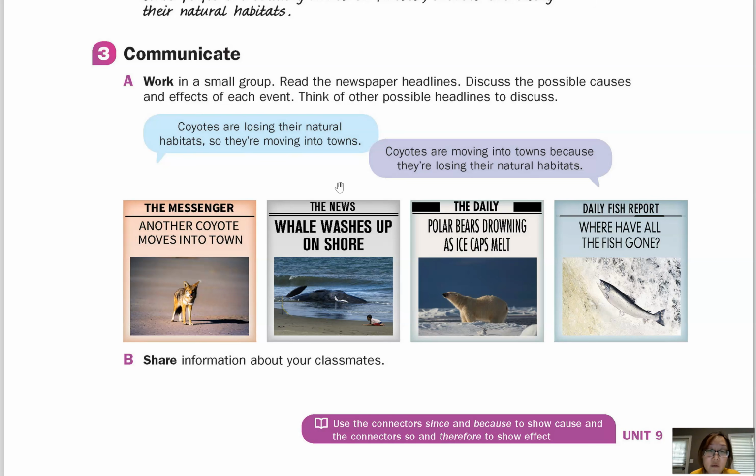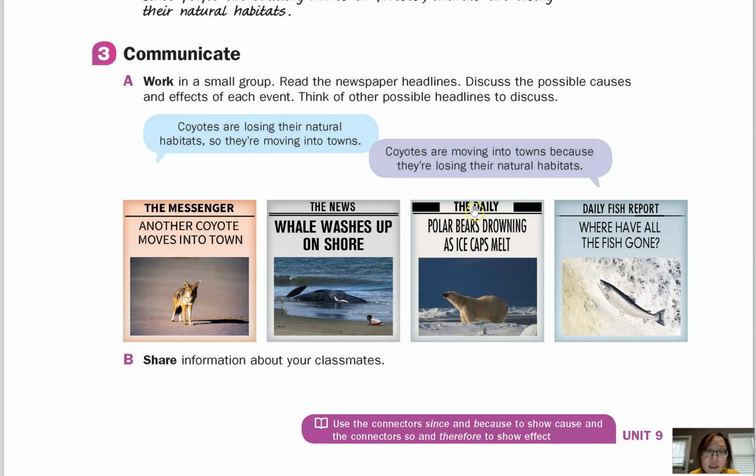Okay, that's a cause clause. That's using because, and of course you can say whales are getting confused because of military sonar, so they are washing up on shore. Okay, so that's just an example. I'm sure you have other sentences.